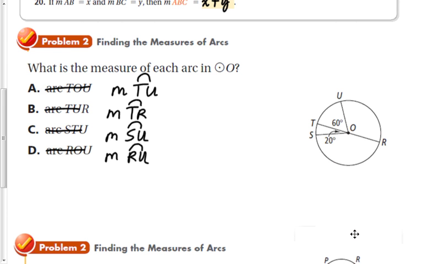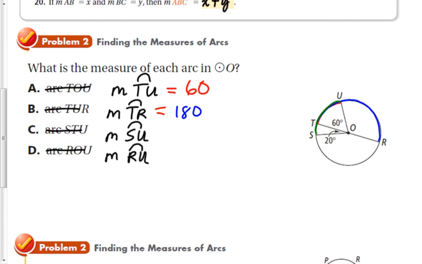The measure of TU is just the number of degrees in the angle that creates that arc. So TU is this one right here, and that's 60 degrees. So the measure of arc TU is 60. The measure of TR: TR is a semicircle, so that's 180.